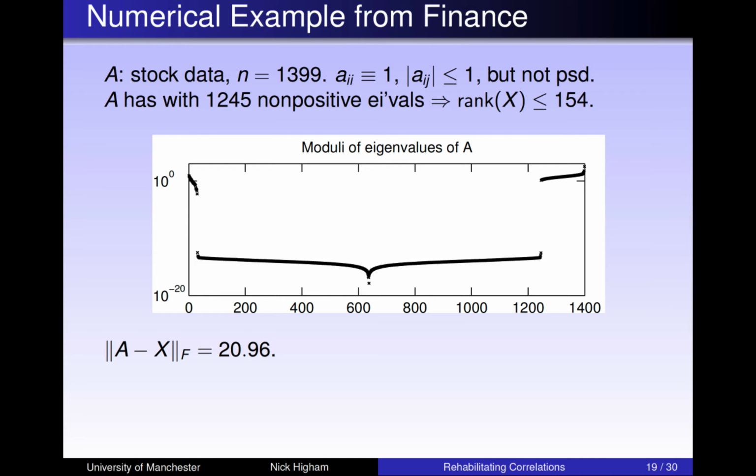Here's a matrix of some real stock data that I'll just show you the eigenvalue distribution for. So these are the moduli of the eigenvalues. So there's a number of eigenvalues around 1 in modulus, and then there's a lot of really tiny eigenvalues. And in fact, most of these are negative. So this matrix has 1,245 non-positive eigenvalues. So most eigenvalues are non-positive. And so by the result I've just described, the nearest correlation matrix will have very low rank, just 154 at most. And for this matrix, the distance to the nearest correlation matrix turns out to be just under 21.